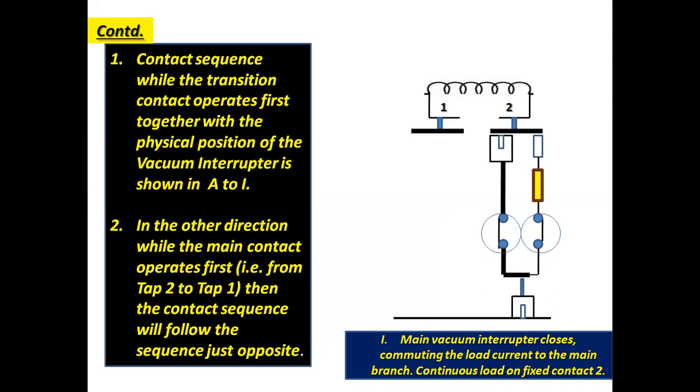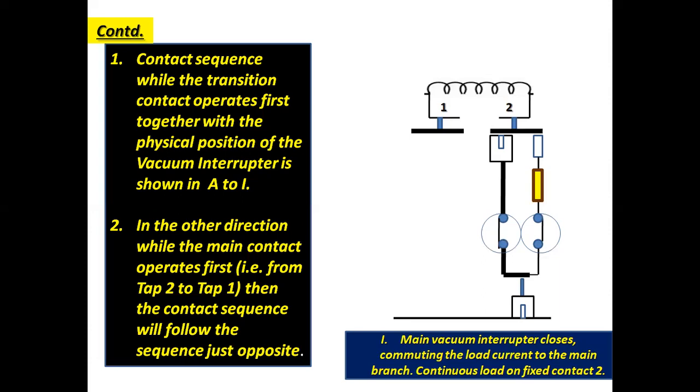Now, see the points. Number 1, contact sequence while the transition contact operates first, together with the physical position of the vacuum interrupter is shown in figures A to I.